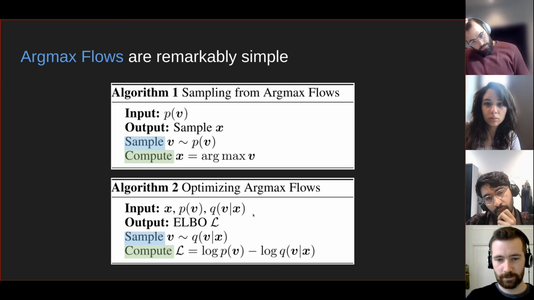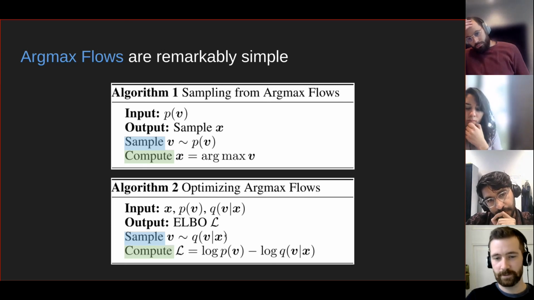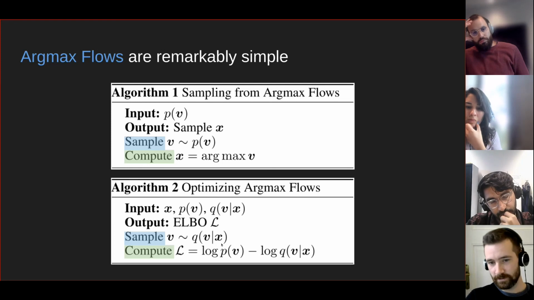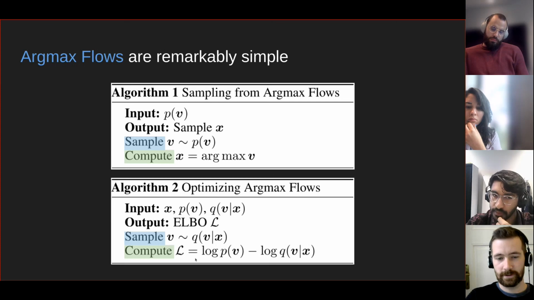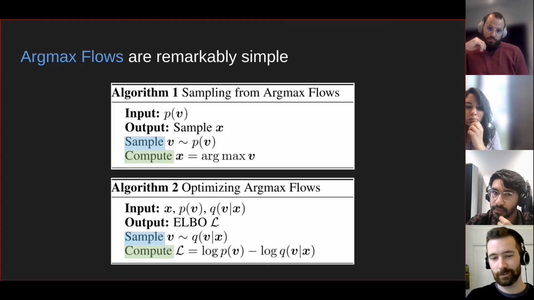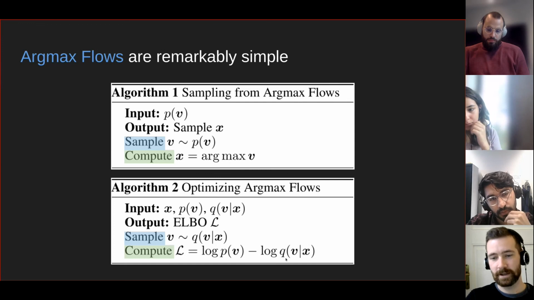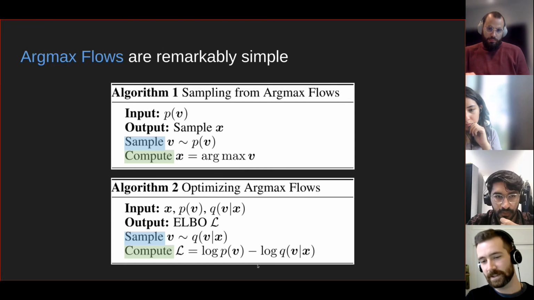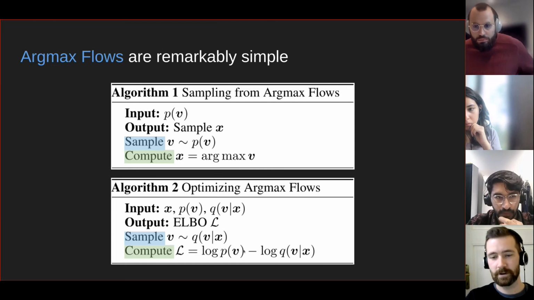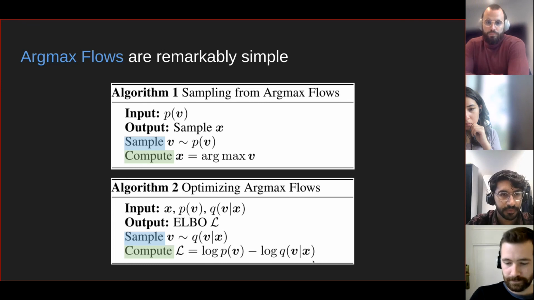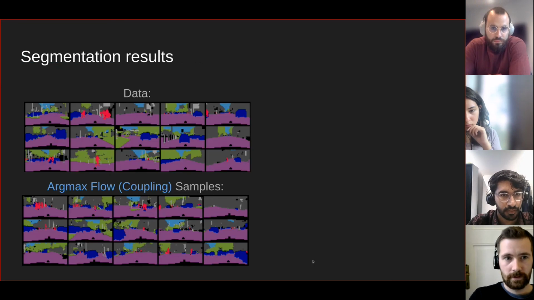On the other hand, when you want to optimize it, you get a mini batch X. You condition on that, and you sample V, and then you evaluate this, which is a Monte Carlo sample of the ELBO. You evaluate that under the base distribution, and you also evaluate this minus log Q. Essentially, with the expectation, this part is just the entropy of Q.